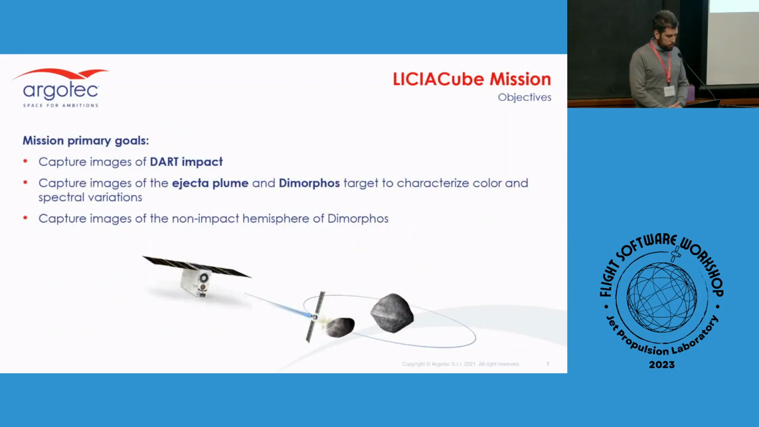As I quickly introduced, the mission's primary goals were to capture images of the DART impact with the asteroid, and in particular of the ejecta plume, so all the debris coming out from the asteroid after the impact. Possibly we would also like to take pictures of the non-impact hemisphere of Dimorphos, which was the one we couldn't see from the live stream from DART.